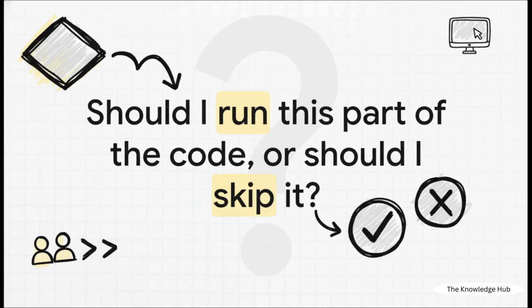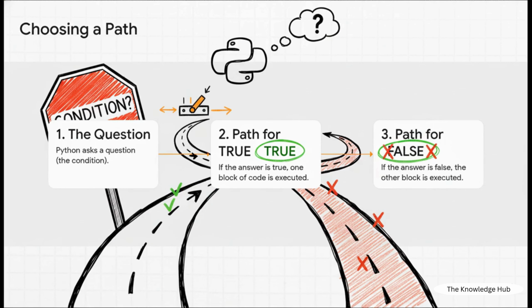And the answer to that question, yes or no, true or false, is what determines which path the code takes next. It's literally like a fork in the road. The code checks the condition. That's the road sign. And then it chooses a path. If the condition is true, boom, it goes one way, and it completely ignores the other route. If it's false, it takes the other path. It's so simple, so elegant, but unbelievably powerful.